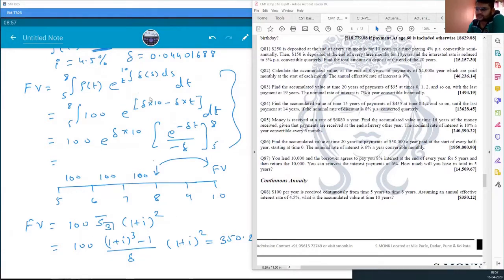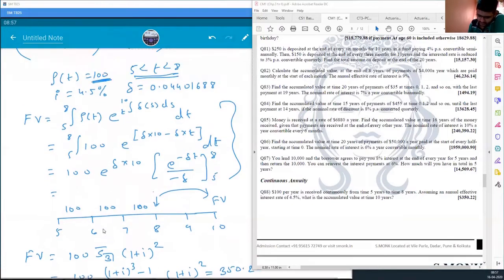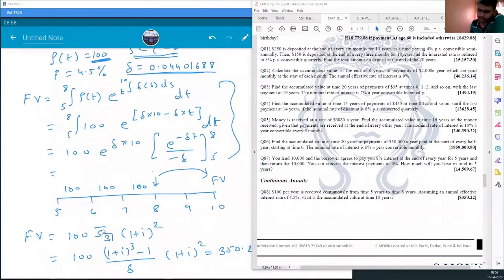So this was so much easier than doing the integration, and that is why we would prefer these kinds of calculations over integration. So there were two important things here. First of all, our rho t must be constant, as well as our delta or i, whatever is given, must be constant. The rate of interest or force of interest must also be constant. They should not change with time. Then we can use our formula for continuous payments. Any more doubts?